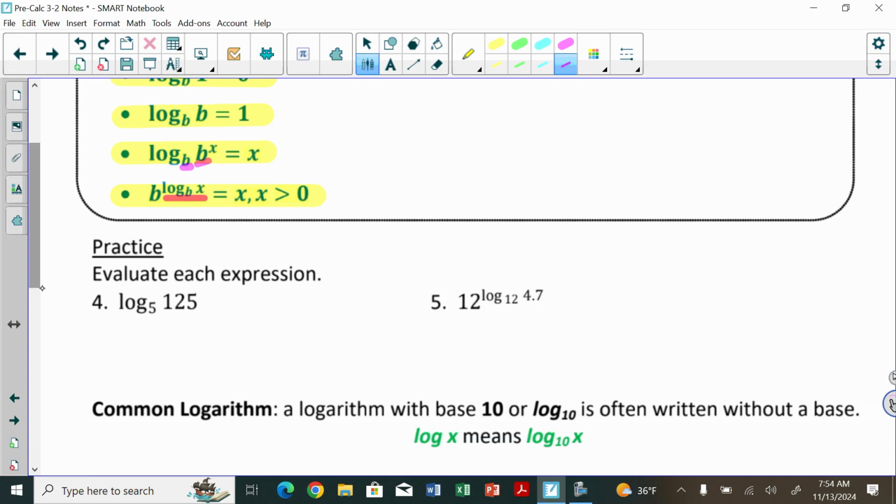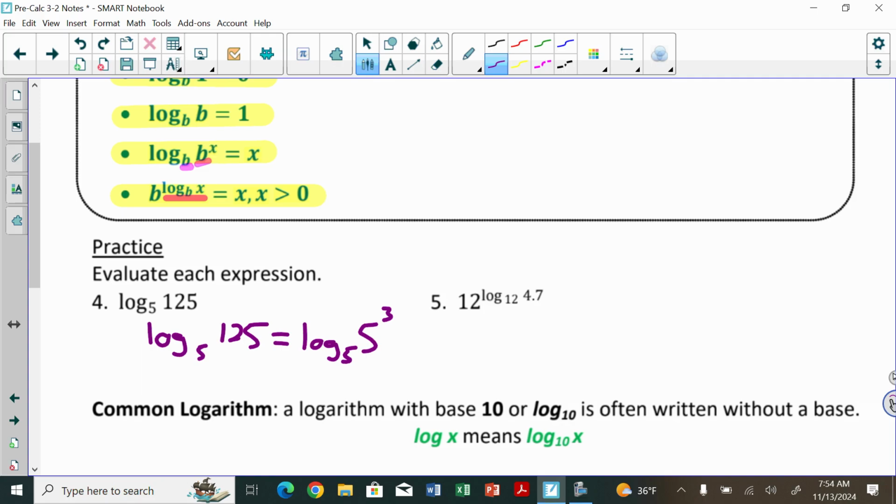Okay, so if I take log base 5 of 125, well, can I make an equivalent expression, right? Something that's equal to it. Okay, well, I know 125 is a power of 5, right? It's an exponent of 5. So if I can write log base 5 of 5 to the 3rd power, okay? In that case, 5 to the 3rd power is 125. So these are the equivalent expressions.